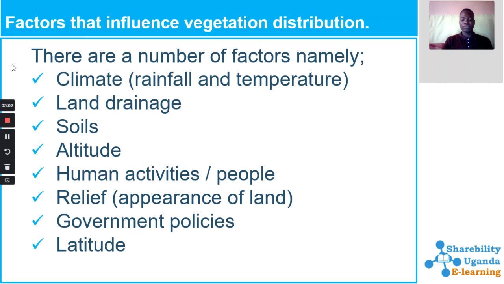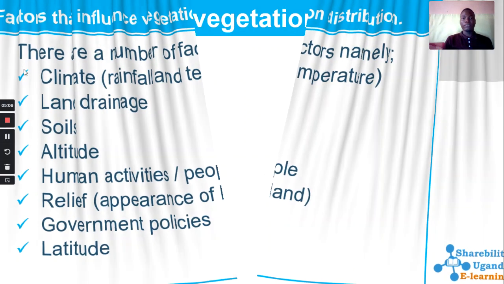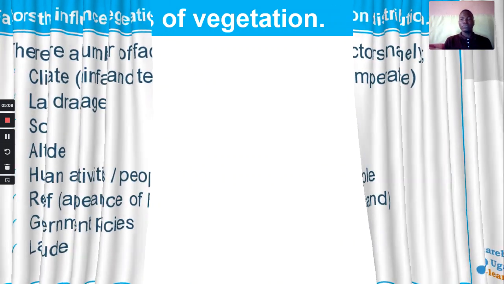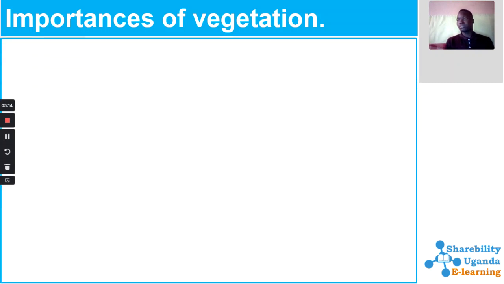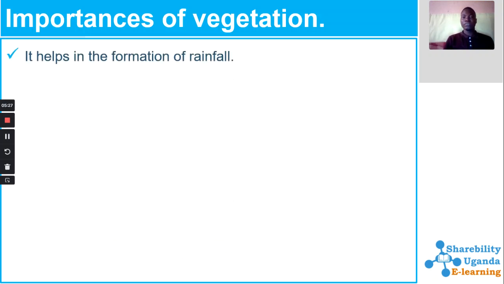We can move on to the next slide, whereby we are going to look at the types of vegetation and the importance of vegetation. So, the importance of vegetation. For importance of vegetation, we have one. Shanita, what is it used for? She's giving me an answer that it helps in rainfall formation.